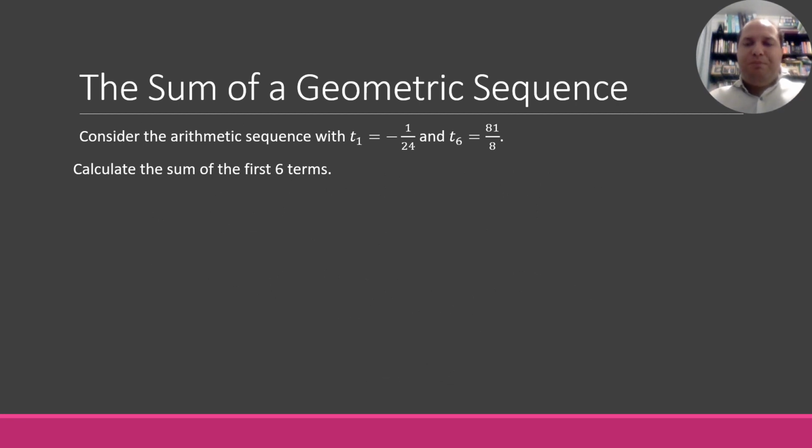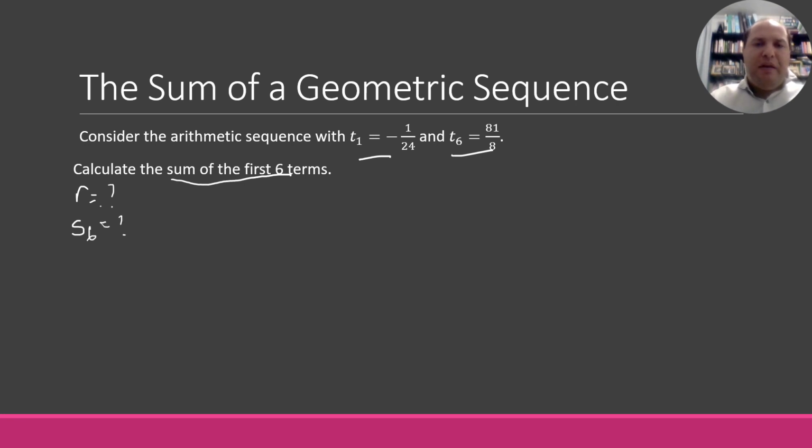Alright, let's do an example. We've got a geometric sequence here. We've got T1, we've got T6. We need to find the sum of the first 6 terms. Looking at the information I've been given, it's pretty clear I am missing an r value. I don't know what that is yet, and I'll need that before I try and work out S6.